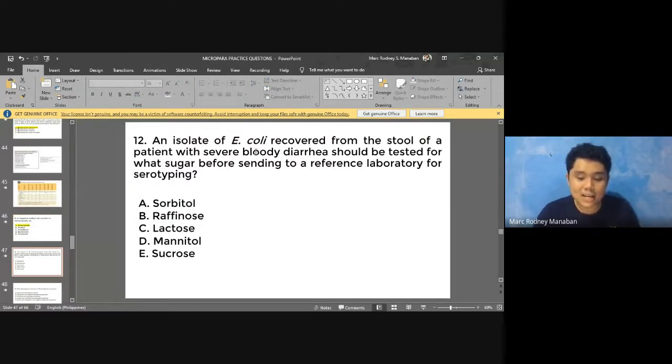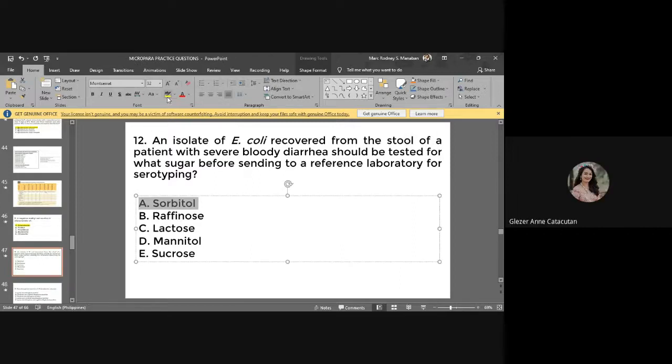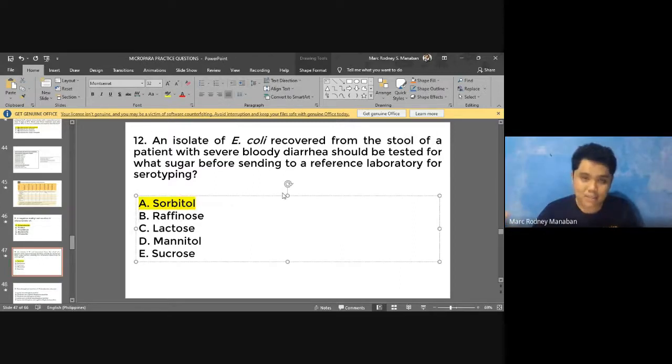Next, isolate of E. coli, bloody diarrhea, and asked which sugar should be tested first before sending to the laboratory for serotyping. So, of course, what is the answer? Sorbitol. Okay, very good. Sorbitol. Because what is on your mind, which organism is it? Si?